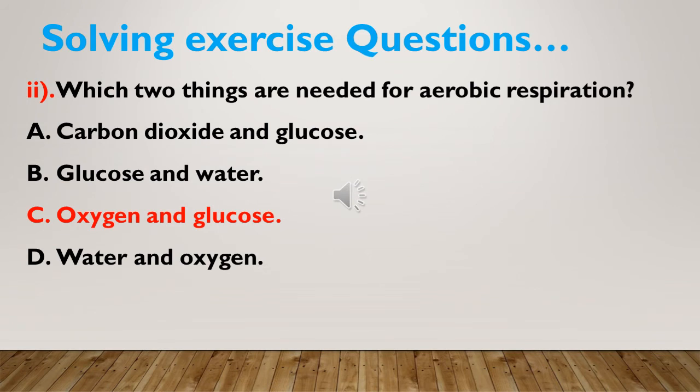The second statement is now in front of you, that is 2. Which 2 things are needed for aerobic respiration? Option 1 is carbon dioxide and glucose. Option 2 is glucose and water. Option 3 is oxygen and glucose. And lastly, option 4 is water and oxygen. The third option, I mean option C, is correct.